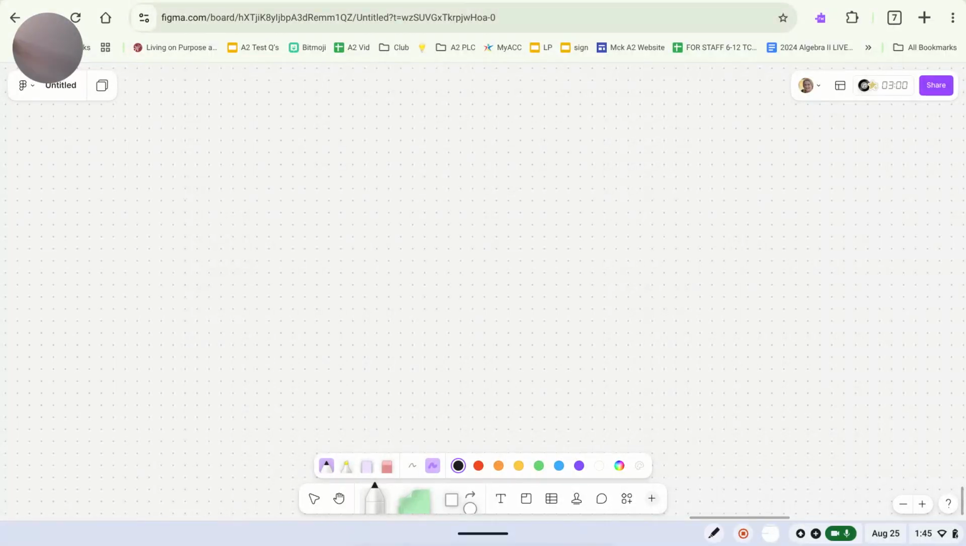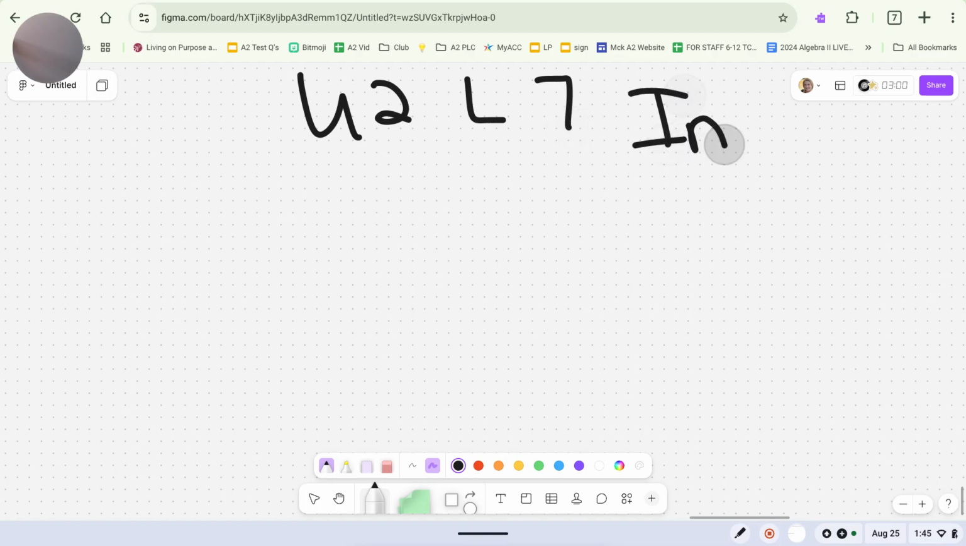Okay, we're going to look at Unit 2, Lesson 7, and it's all about inverses. Inverses are going to be surprisingly easy for you guys. They're not hard. It sounds hard and it looks kind of weird, but it's not going to be hard for you at all. Let me show you with a really easy one.